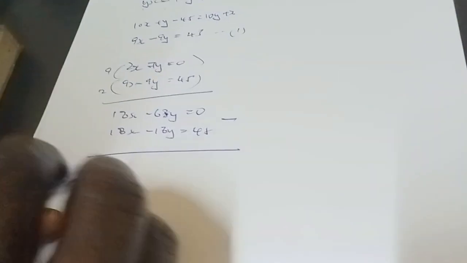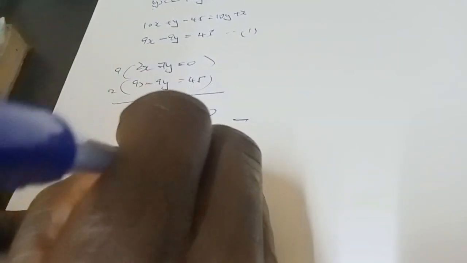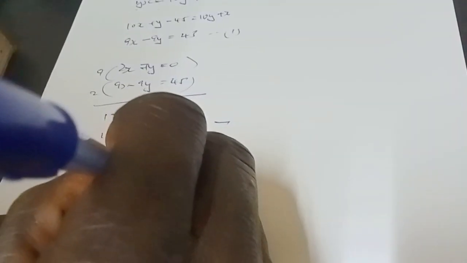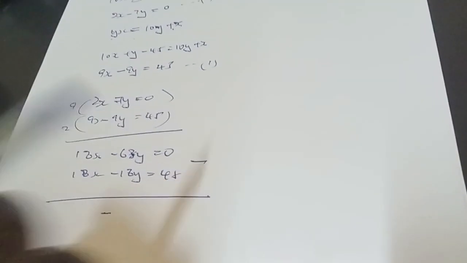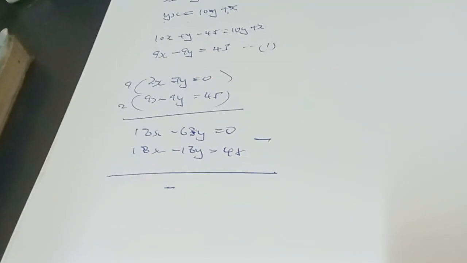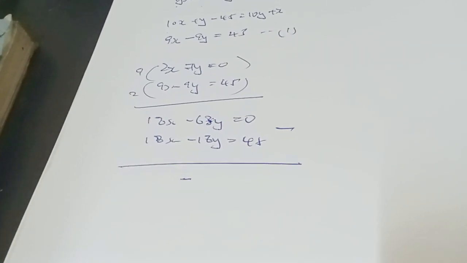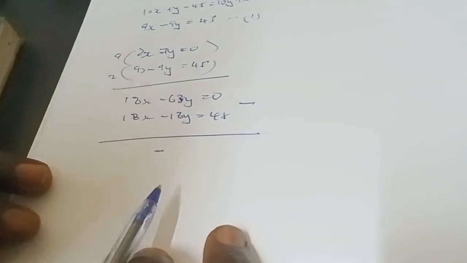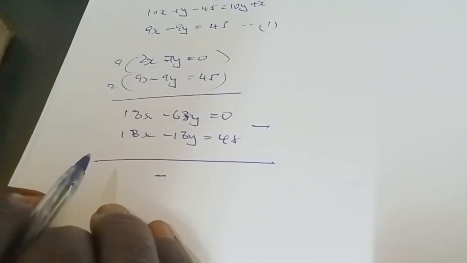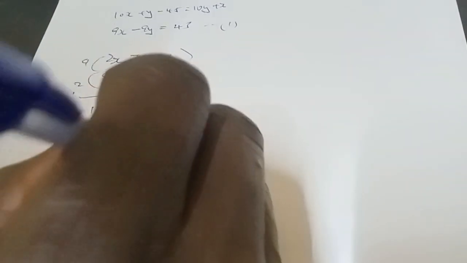So when we subtract, we get negative 63y minus negative 18y, that is 63 minus 18. 63 minus 18 gives us 45. The right side was 90, because 2 times 45 is 90. So negative 45y is equal to negative 90. Therefore, y is equal to 2.